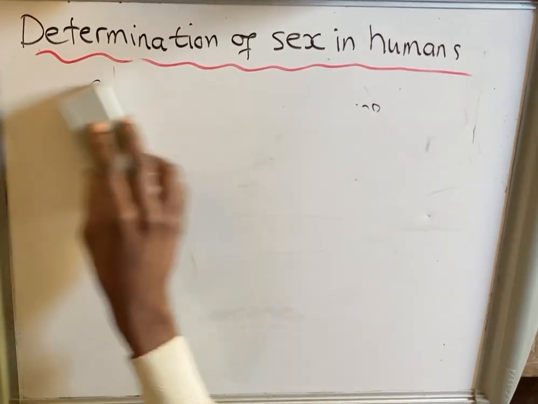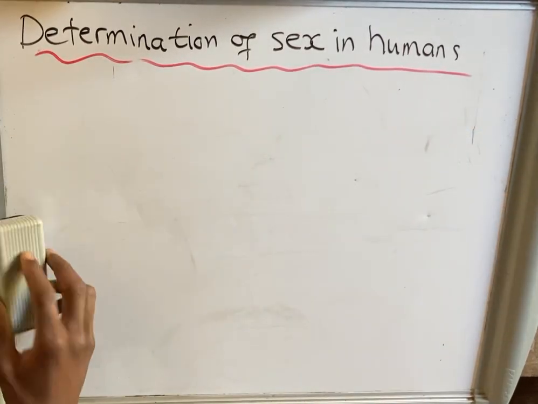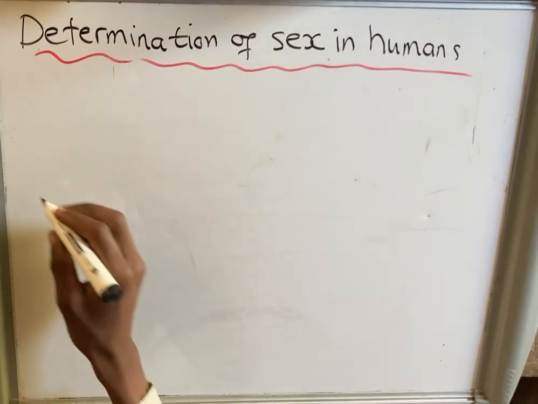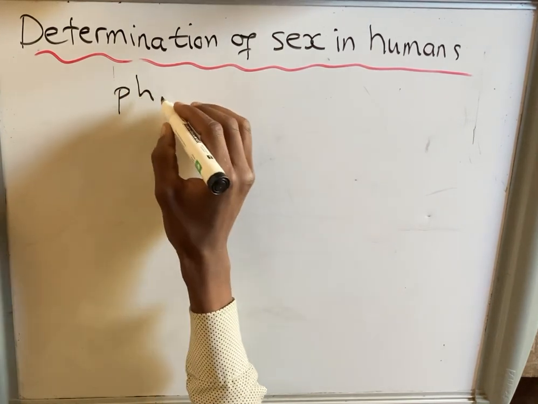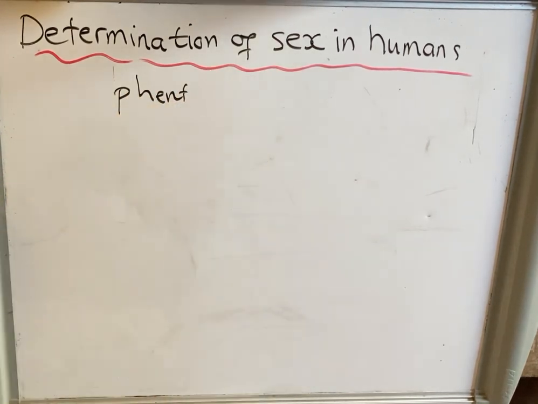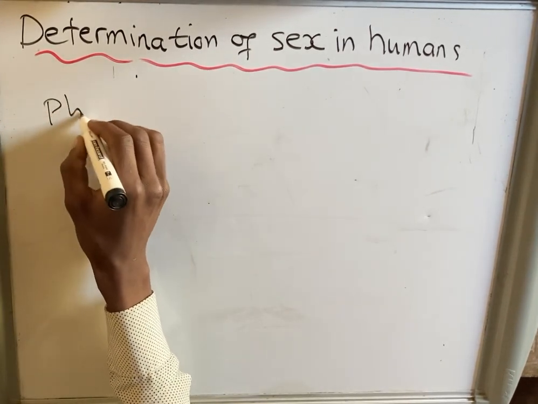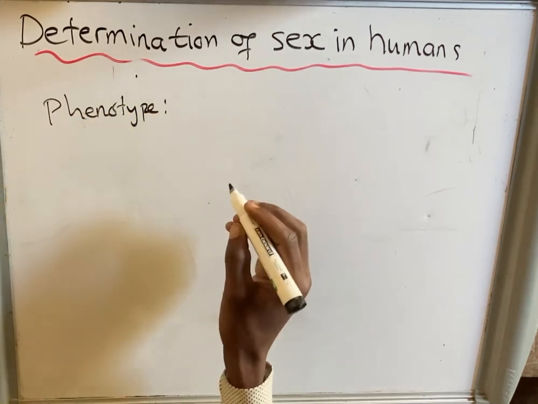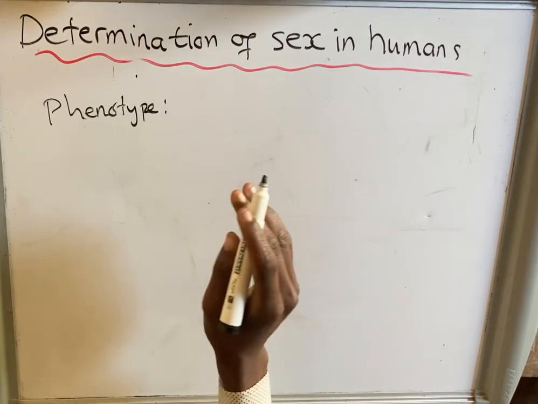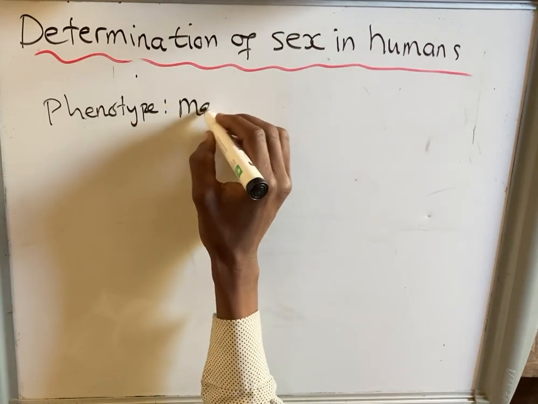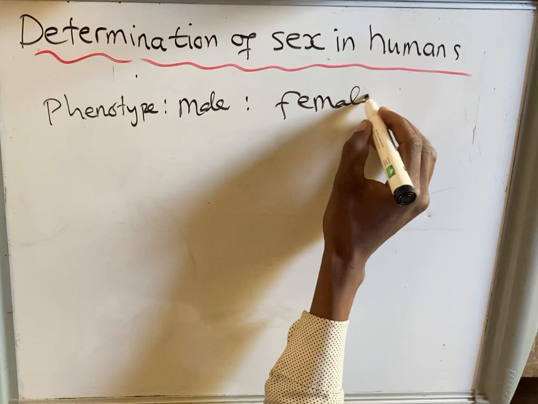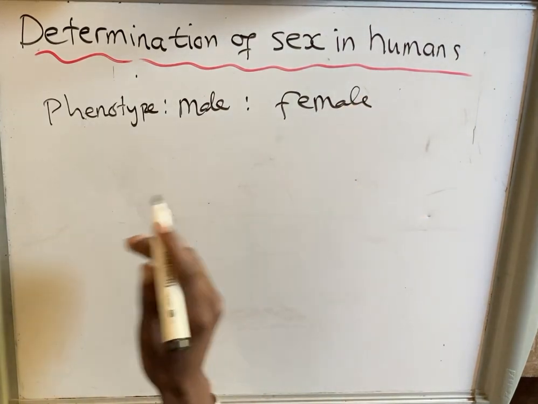Now, just like any other genetic diagram, you have to start by writing the phenotype of the parents. Let me start from the other end here so that you can have enough space. So we have the phenotype of the parents. In this case, remember we have male and female. We are cross-breeding between the male and the female.